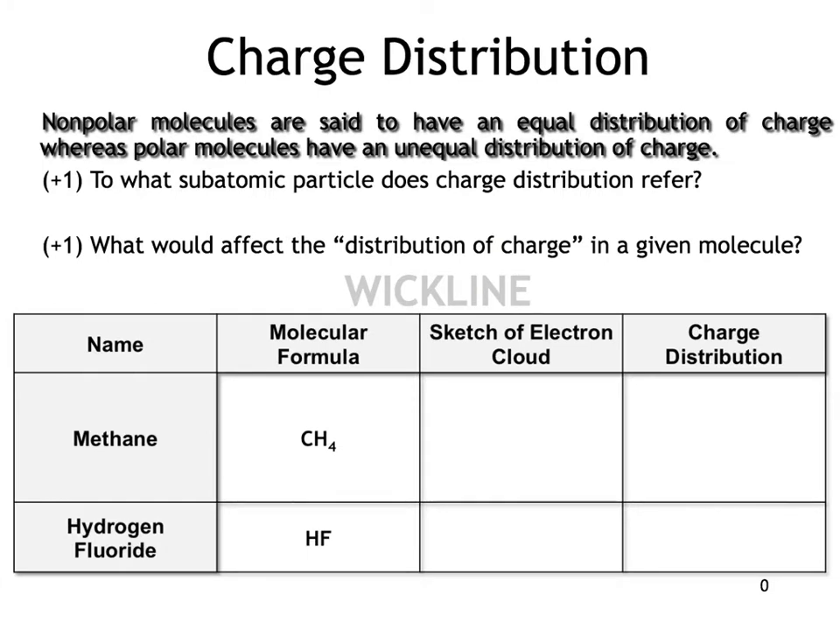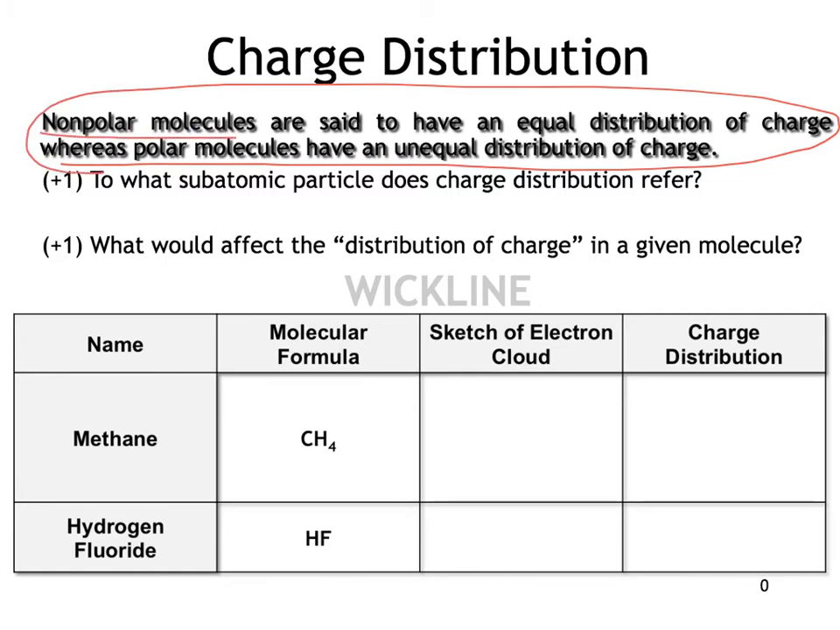All right, so there is this other way of describing polarity, and the Regents will do it from time to time. They'll call it charge distribution. So what you need to know is that nonpolar molecules are said to have an equal distribution of charge. So it shows up a lot in short answers. They'll say, explain in terms of charge distribution why such and such molecule is nonpolar, and you would just need to say that it has an even distribution of charge. On the other hand, polar molecules are going to have an unequal distribution of charge, so you could explain it that way as well.